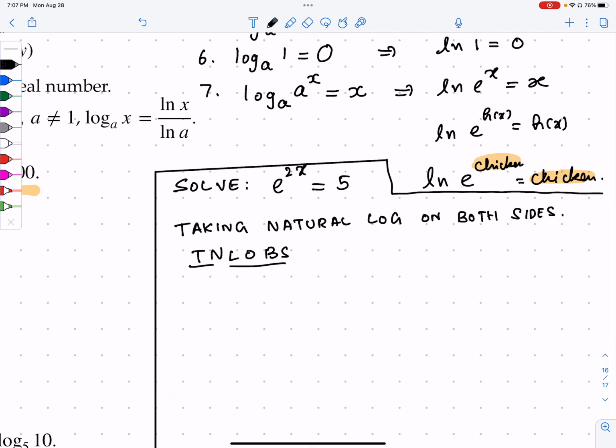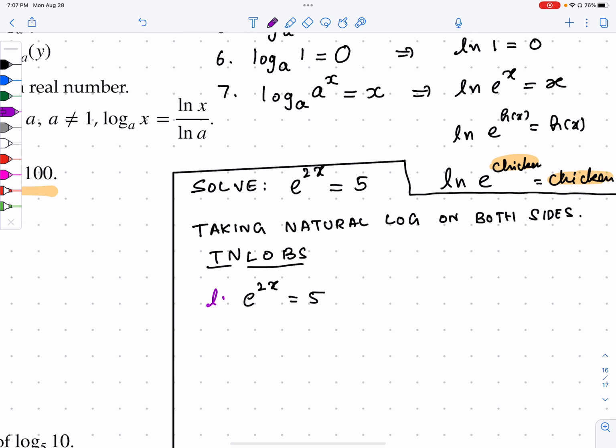Algebraically speaking, you have the expression e to the 2x. As a matter of fact, any expression, we are going to apply ln on both sides. What do I mean by that? I'm going to say this is ln of e to the 2x, and this is going to be ln of 5. That is what we mean by taking natural logarithms on both sides. Using the calculator, you can compute this value. If you compute the value, you're going to get 1.60944, but let's not worry about it now.